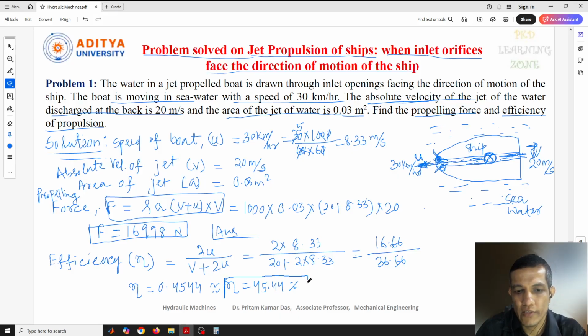So this is the efficiency of the propulsion, and this is the propelling force of the propulsion. This is a very simple question I have taken to calculate the force and the efficiency of the jet propulsion of ships when the inlet orifices face in the direction of motion of the ship. I hope you understand this problem. It is not that difficult, very simple. You can use the direct formula and find the answer.